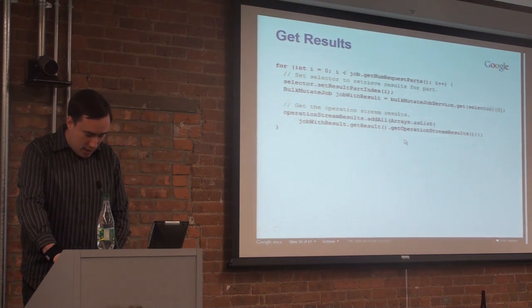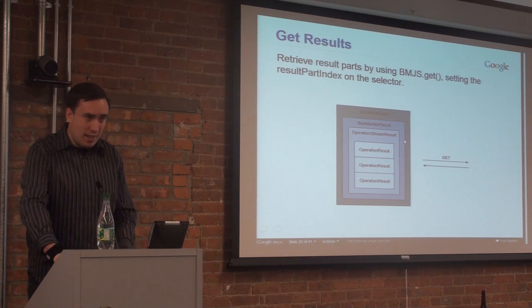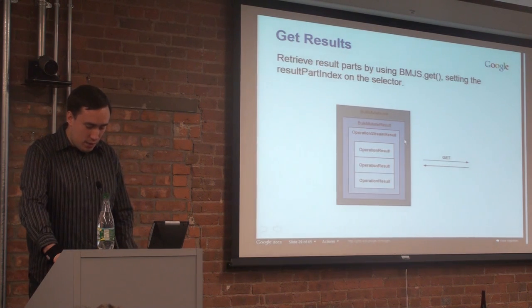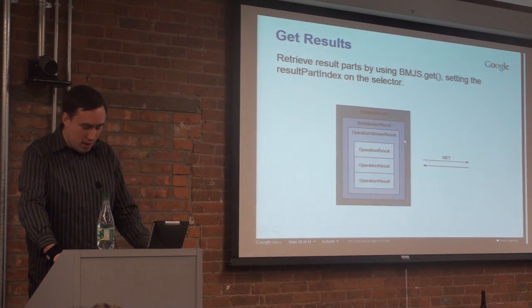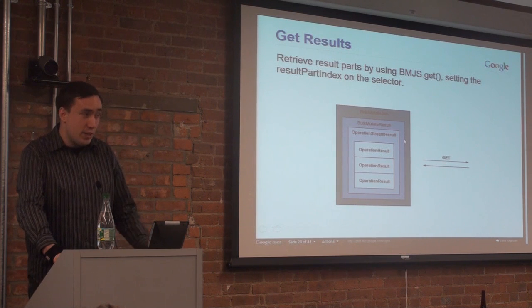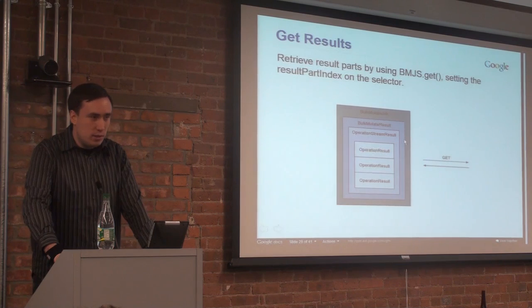And I didn't say it explicitly here, but as you can see, this is the structure of what a result looks like, and it's a perfect mirror of the request. So before there was a bulk mutate request, now there's a bulk mutate result. There was an operation stream, there's an operation stream result, and then for each operation, there's an operation result. So it's a mirroring of what you passed in.